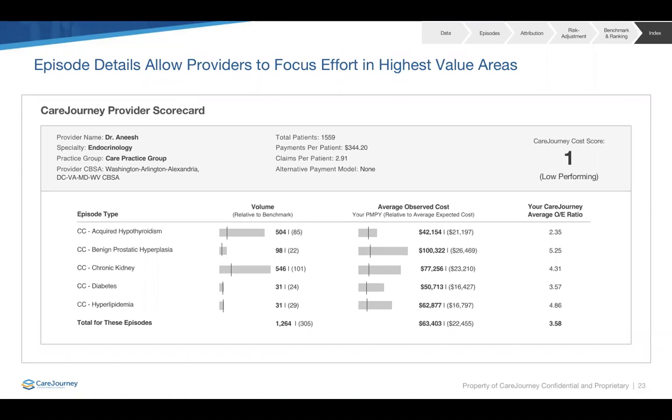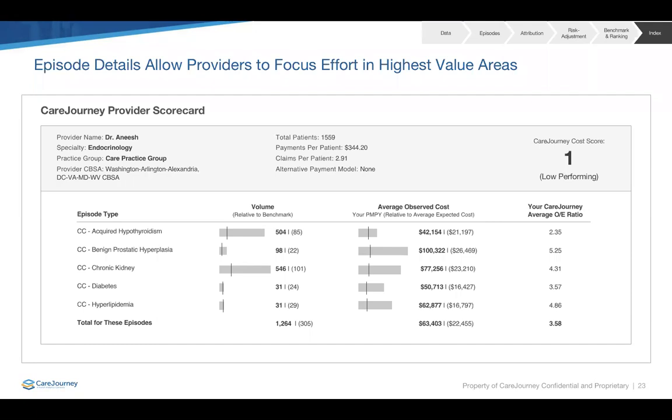Not to beat the dead horse of the concept, but you can see the same application, another specialist, the same doctor, Dr. Anish, that doctor's talented, practicing orthopedic surgery and endocrinology at the same time. Same market, slightly different profile, much higher patient panel, not enrolled in an alternative payment model, is among the lower performing on the scoring systems. And you can see the episodes that were attributed to Dr. Anish, the endocrinologist.